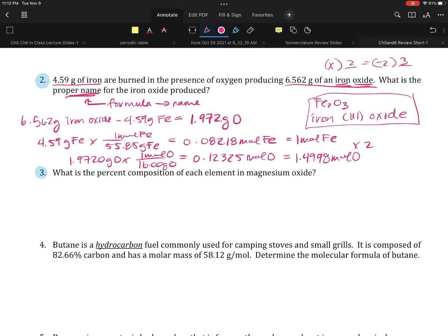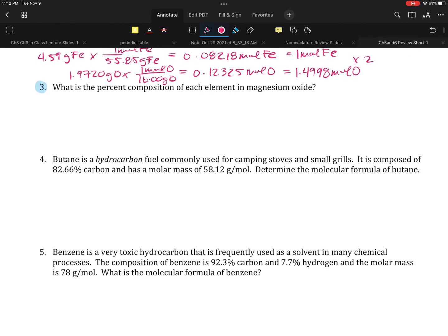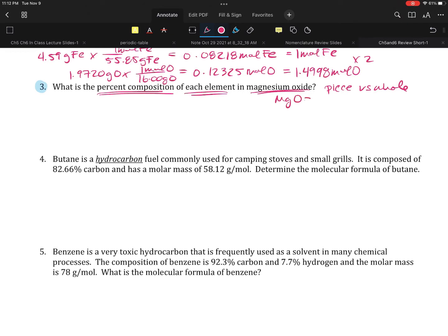All right, next problem. We have a piece versus whole problem, right? We'd like to know the percent composition of each element in magnesium oxide, where the piece is going to be magnesium and the whole will be magnesium oxide. Likewise, the piece will be oxygen versus magnesium oxide. So first we need a formula and we need its molar mass.